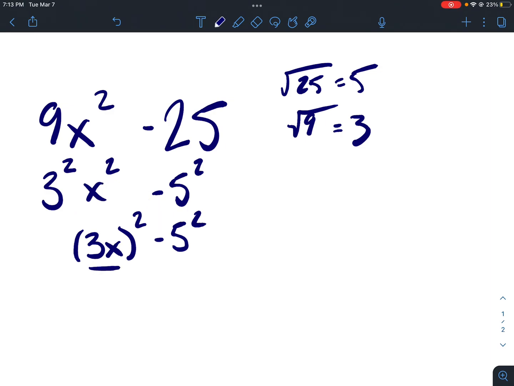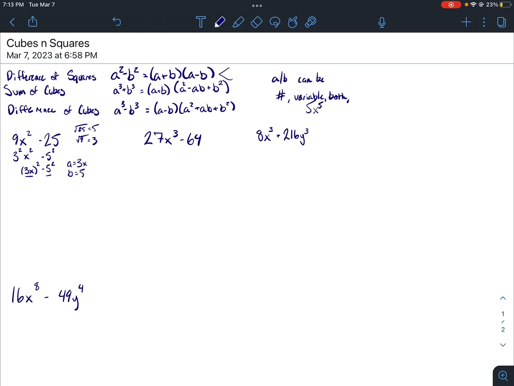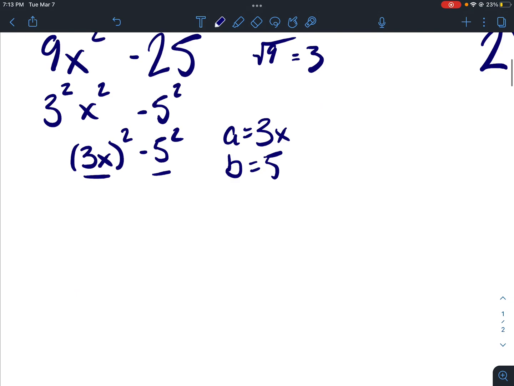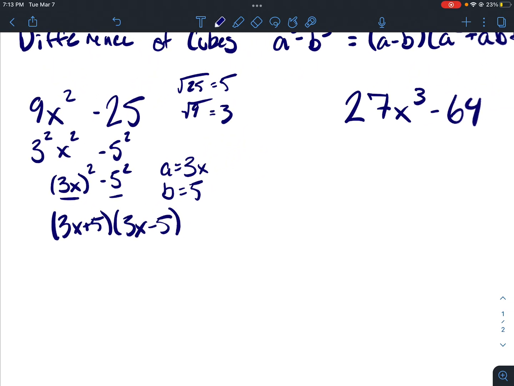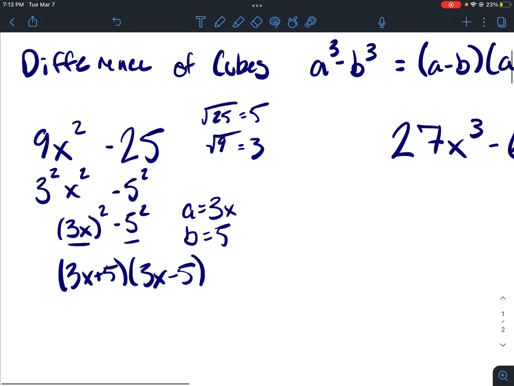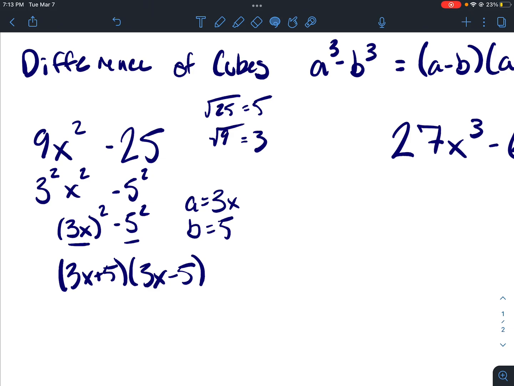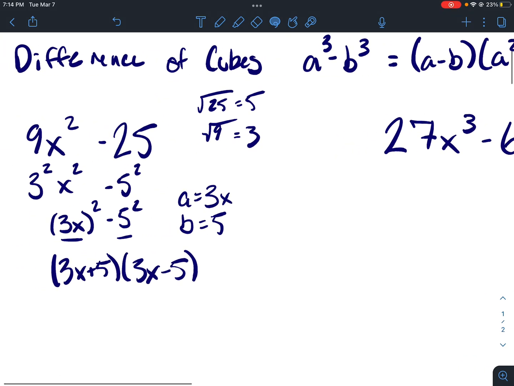So now I have a squared and b squared. So our a is 3x, and our b is 5. So all we do is plug it in to that formula. So 3x plus 5, 3x minus 5. And that is all that we have to do for now. Eventually what we're going to do is get into that later.